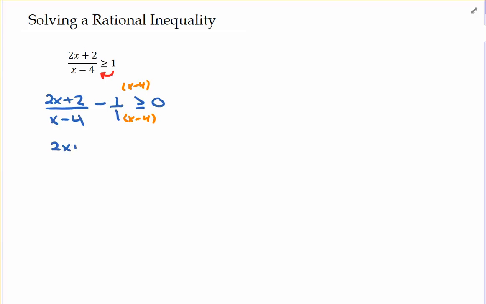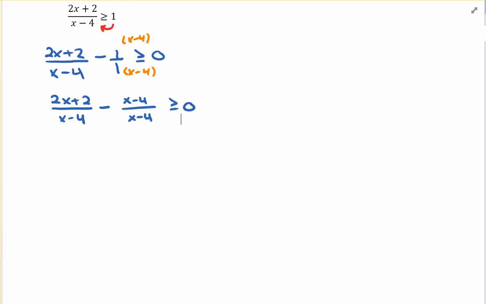Alright, so we're going to go ahead and clean this up a little bit. You got (2x + 2)/(x - 4), and we'll be subtracting (x - 4)/(x - 4). And that's still greater than or equal to 0. Since we do have the common denominator of x - 4, we'll go ahead and combine this into a single fraction. So we'll just subtract the numerators. And when you subtract the numerator of x - 4, go ahead and surround that in parentheses to distribute the negative. And that's going to be all on top of one copy of the common denominator of x - 4.